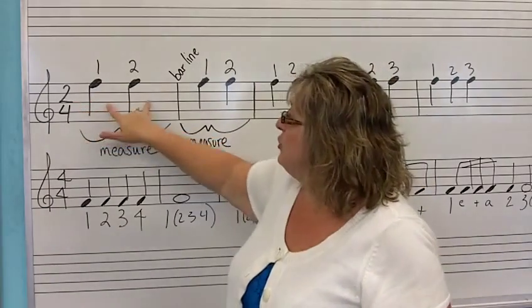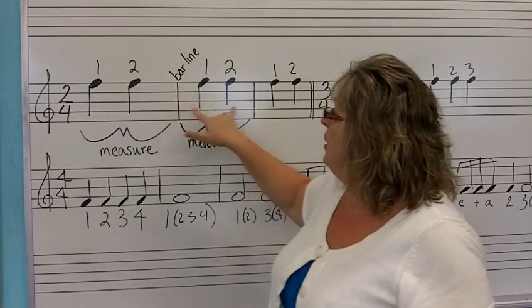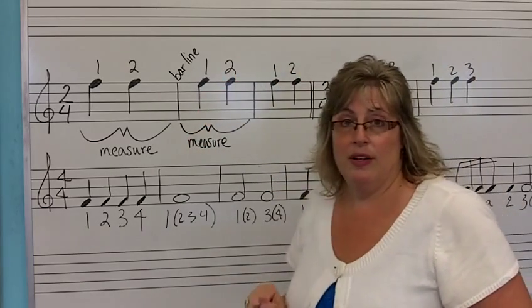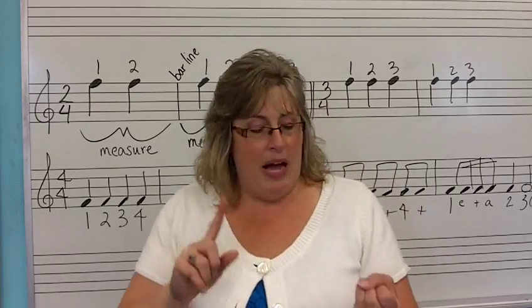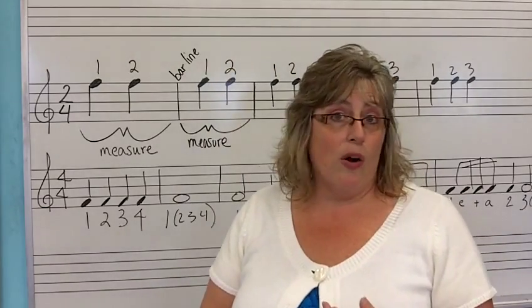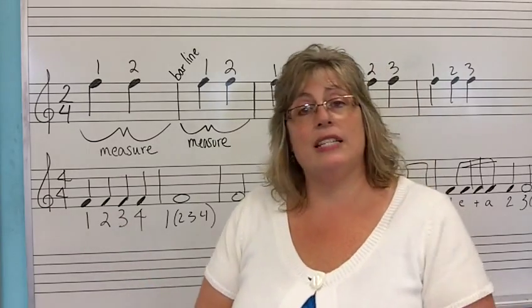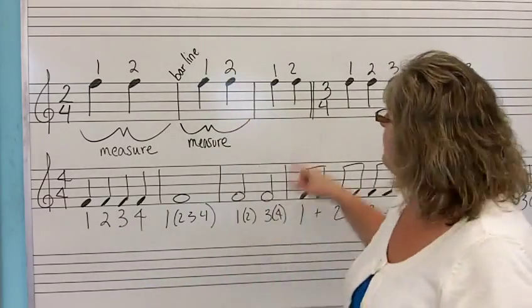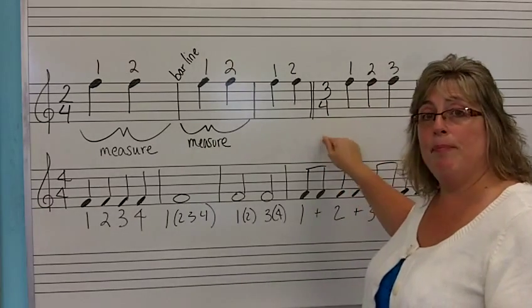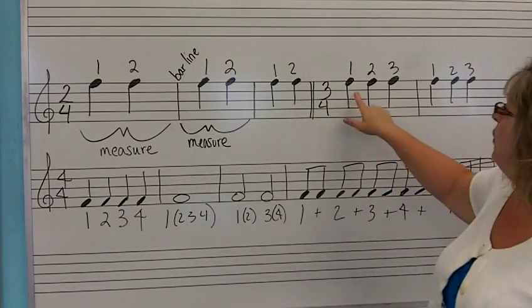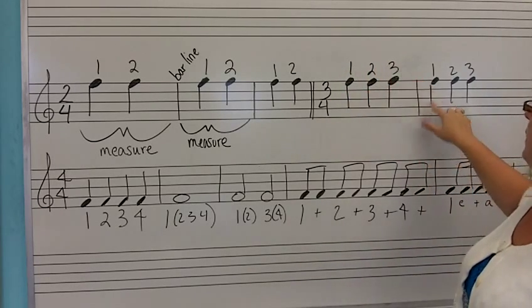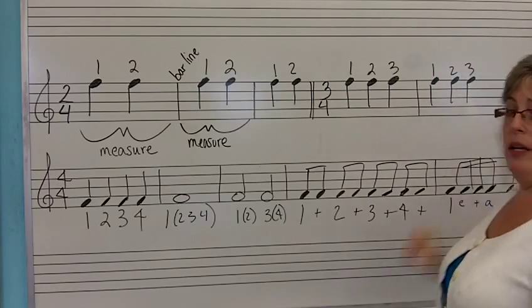So 2 beats, so 2 quarter notes, 1, 2. 2 quarter notes, 1, 2. For simple time, I can either have 2/4, 3/4, 4/4, 5/4, 6/4. It doesn't matter as long as it's 4 on the bottom. So if I have 3/4, that means I have to have 3 beats in each measure. So you'll see I wrote out 3 quarter notes and I count 1, 2, 3, 1, 2, 3.